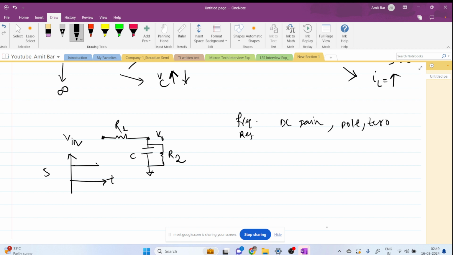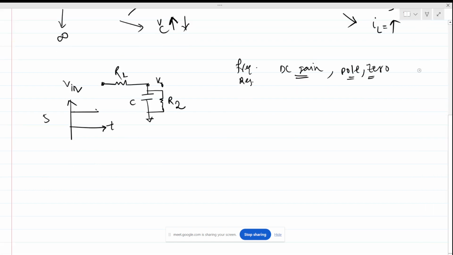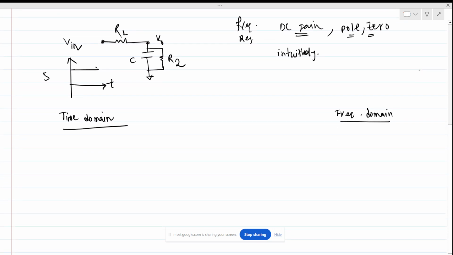So for frequency response we know DC gain, poles and zero, right? In this session we are going to deal with the circuits intuitively, so we will not be writing so many equations. Now let's do the time domain response. Time domain means transient response, and here we will also have the frequency domain response. So this is the circuit.